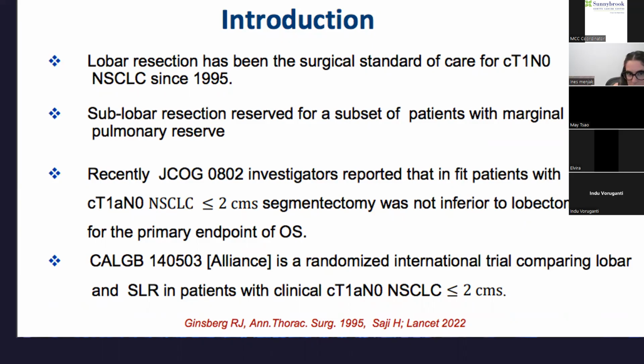However, with newer imaging modalities, better screening of lung cancer, and molecular tumor profiling, there has been a resurging interest in sublobar resection. Recently, a Japanese trial called JCOG0802 reported that patients with clinical T1aN0 non-small cell lung cancer equal to or less than 2 centimeters who underwent a sublobar resection were not inferior to lobectomy in terms of the endpoint of overall survival. So CALGB 140503 has a similar design to the Japanese trial, but is a North American trial, which compared lobar resection to sublobar resection in patients with early stage non-small cell lung cancer.